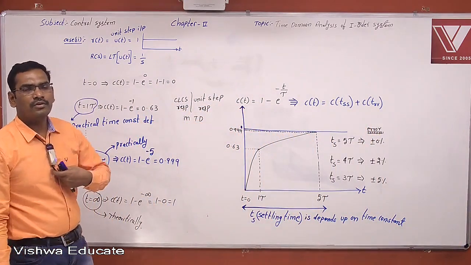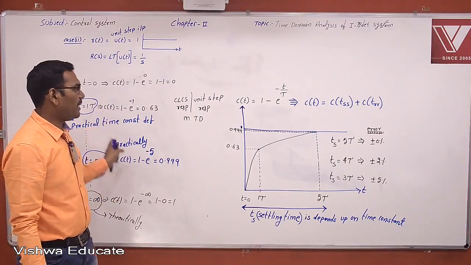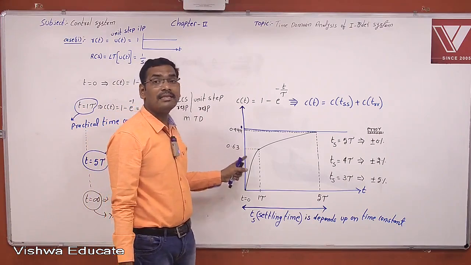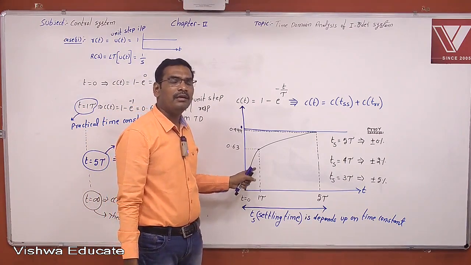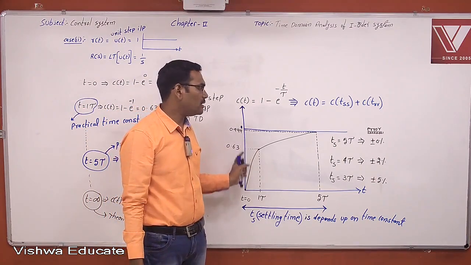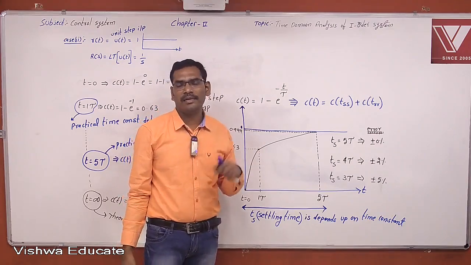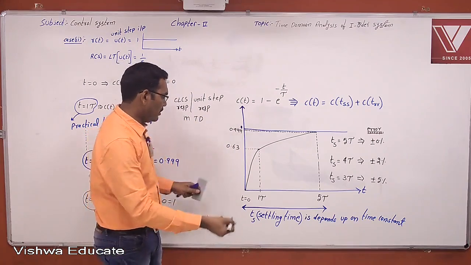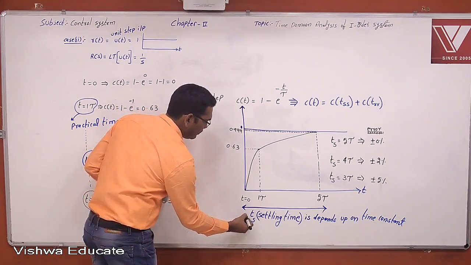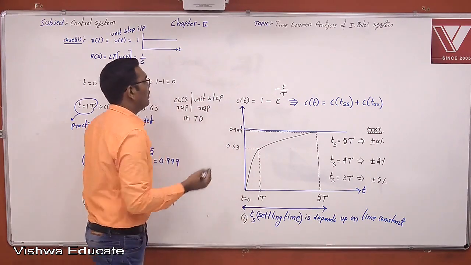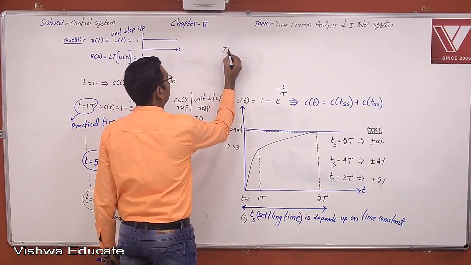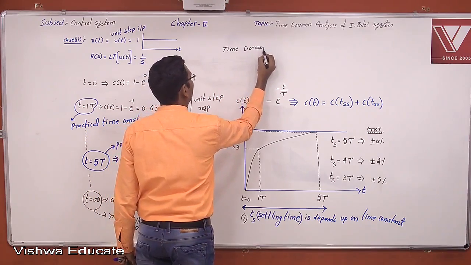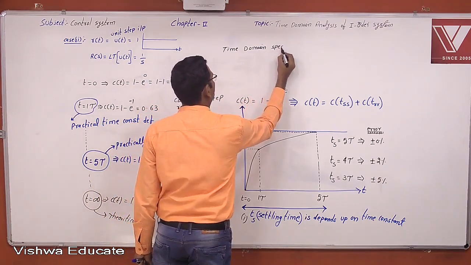Okay students, then this is the practical response. This practical response is the actual response after applying the input. This is the transient response. Now in this transient response, we will find some time domain specifications. We already found one, which is nothing but settling time. These are the time domain specifications.